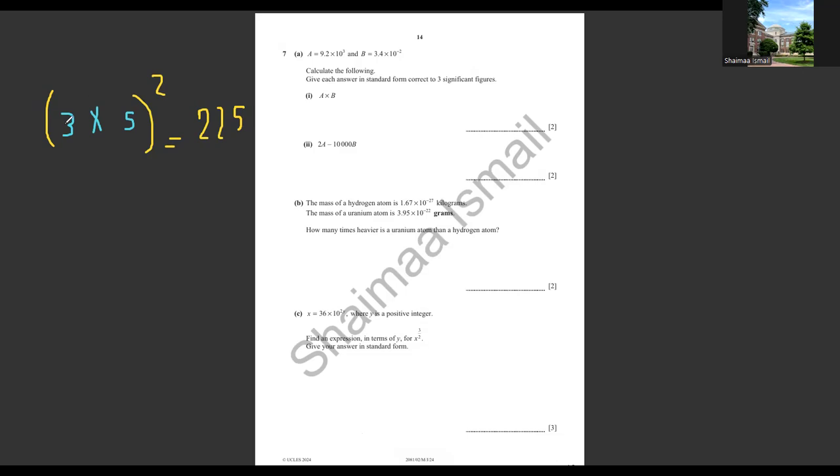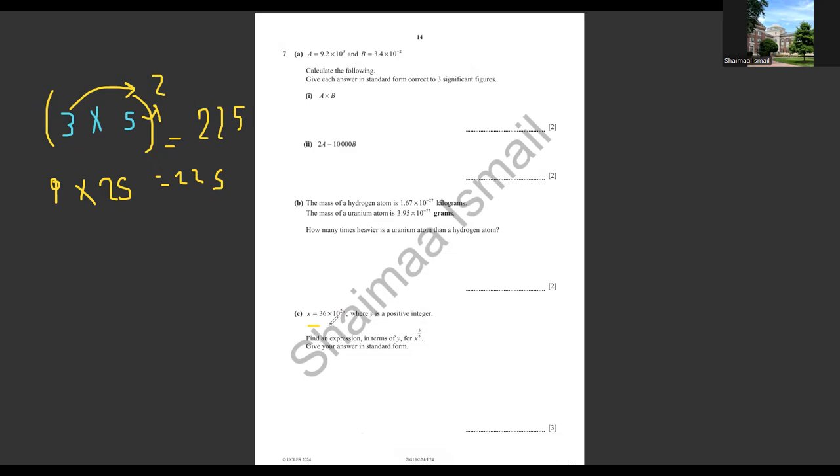Okay, this means that we take 3 to the power of 2, which is 9. Then we multiply this 9 by 25, which is 5 to the power of 2. So this gives you an answer of 225.